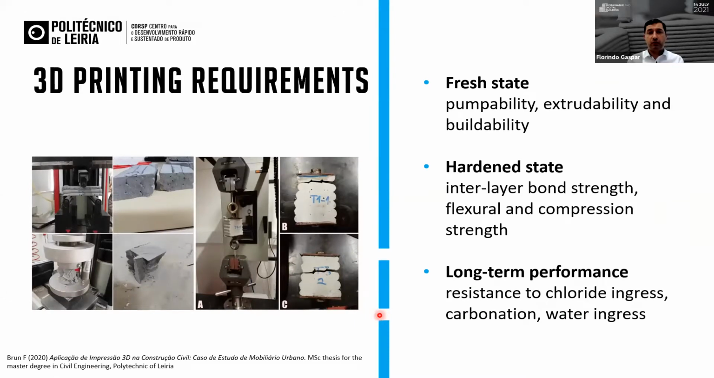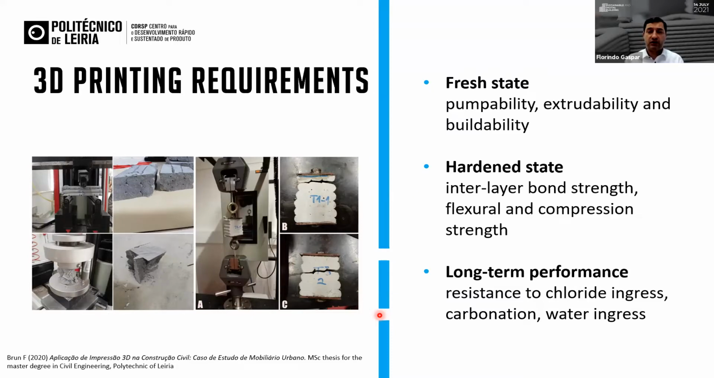And we work on the 3D printing requirements. Here you have some examples of tests. We first have to test the fresh state of the materials. Sandra Lucas already talked about pumpability, extrudability, and buildability. These are some requirements that we need to get on the fresh state in order to be able to print what we need. Also, of course, we have to control the material in the hardened state, which is different from the properties that we get on concrete in the usual process.